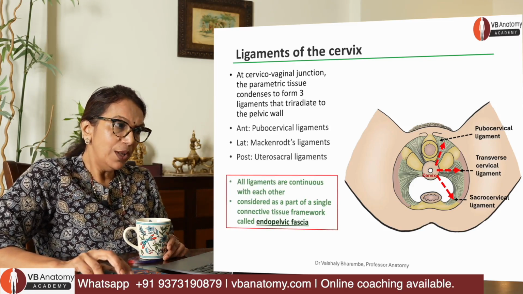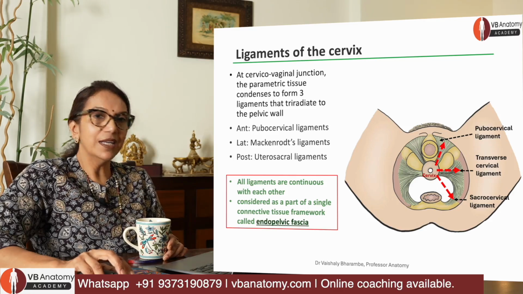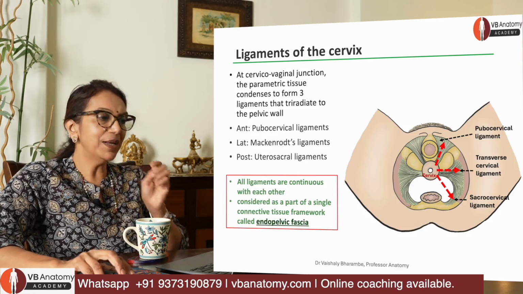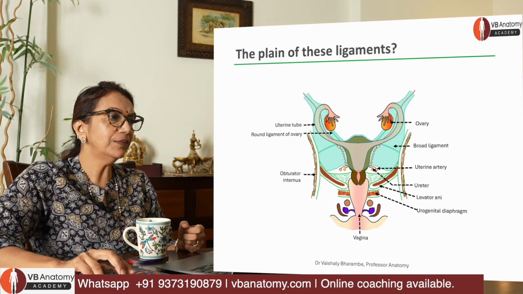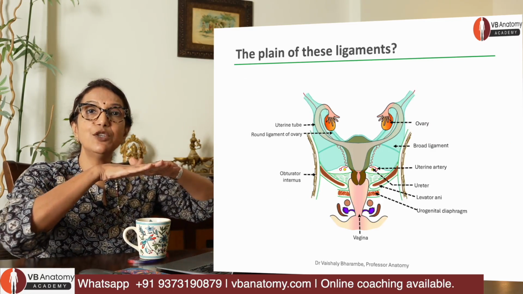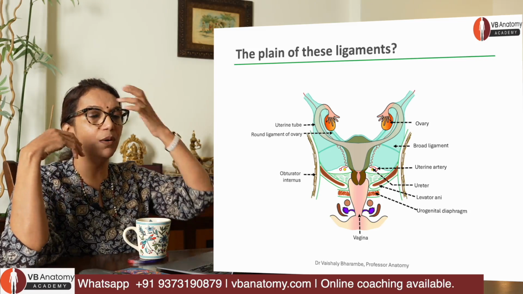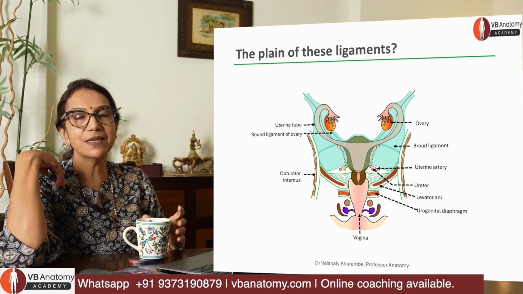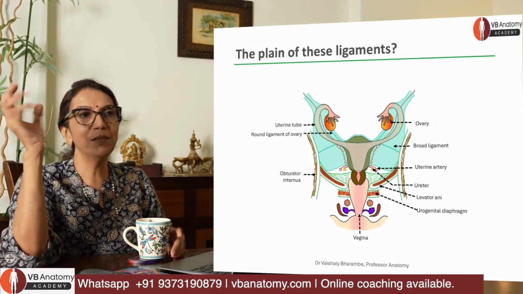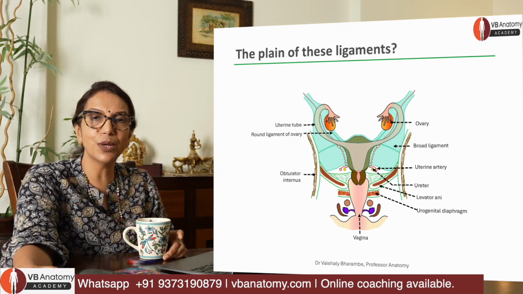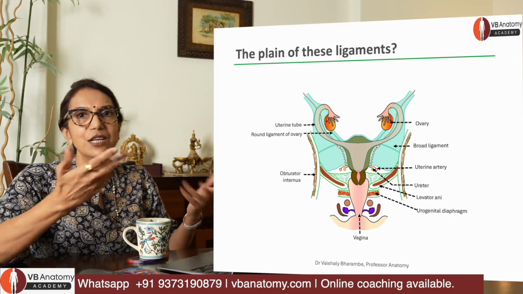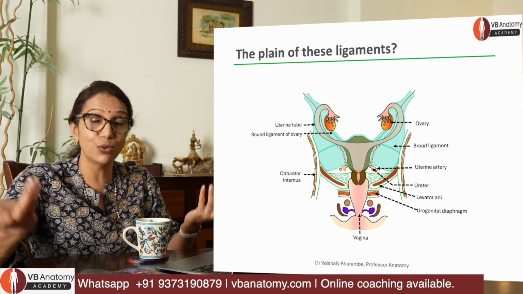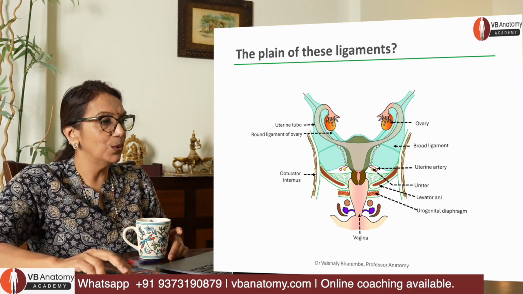So remember, all ligaments are continuous with each other and considered to be part of the same connective tissue framework, the endopelvic fascia. Now let's understand in which plane in the pelvic floor. For many of us, this is a mystery. Many people really don't understand what's going on. So in which plane are these ligaments? What is their relation to the pelvic diaphragm? What is the urogenital diaphragm? Take a look.